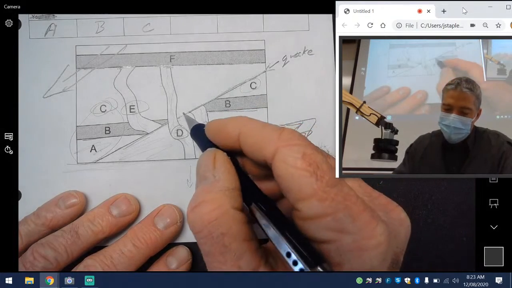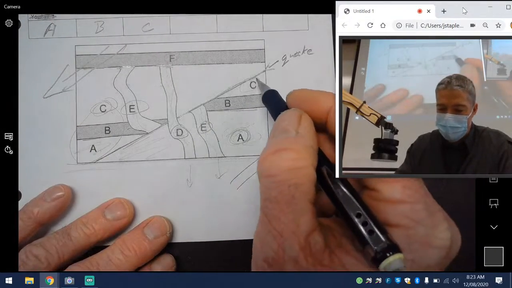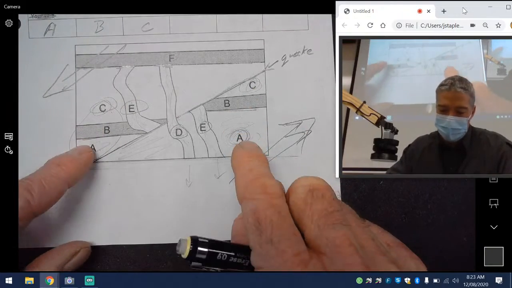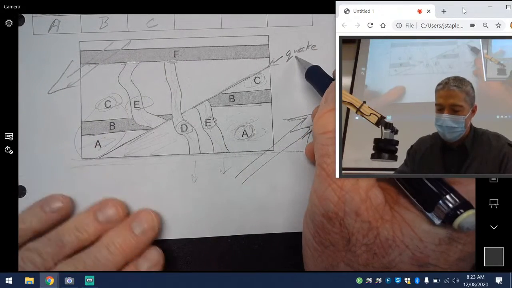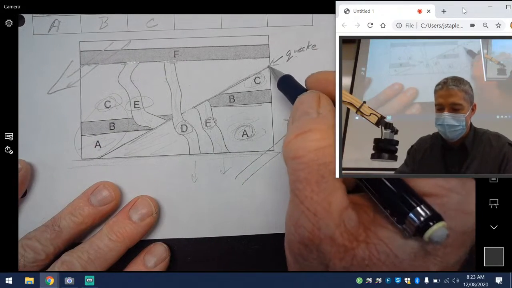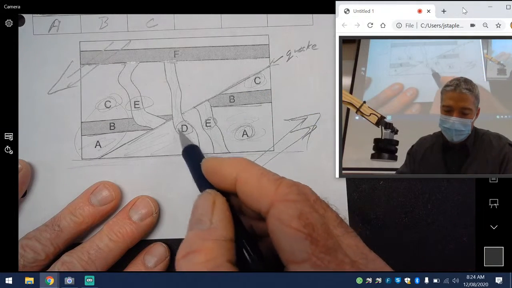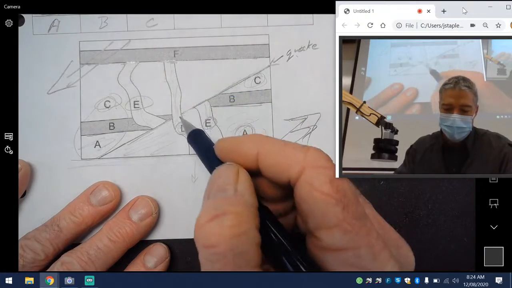And when that happened, that did some cutting. It cut through all this stuff. It cut through layer C, it cut through layer B, it cut through layer A, and it cut through layer E. So this earthquake or this fault has to be newer than all those things. But D actually cuts through the quake, so it came later.